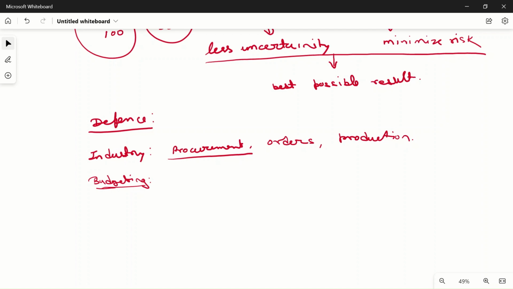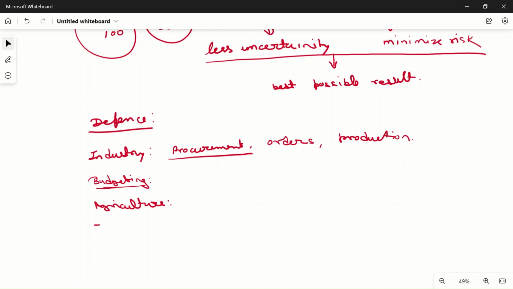This is also used in agriculture. Suppose a farmer has a limited amount of land and he has to produce 10 crops. So what amount of land should he sow with crop A, crop B? There are different types of crops. So what amount of land should he utilize for different types of crops? That can be calculated by operation research methods to maximize his profit.